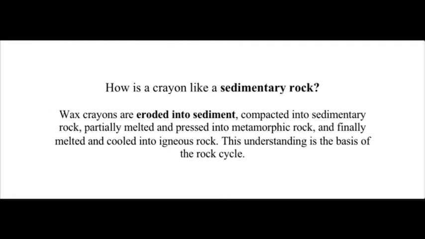How is a crayon like a sedimentary rock? Wax crayons are eroded into sediment, compacted into sedimentary rock, partially melted and pressed into metamorphic rock, and finally melted and cooled into igneous rock. This understanding is the basis of the rock cycle.